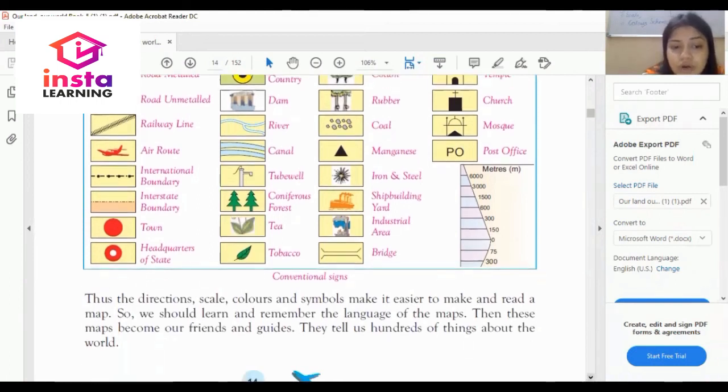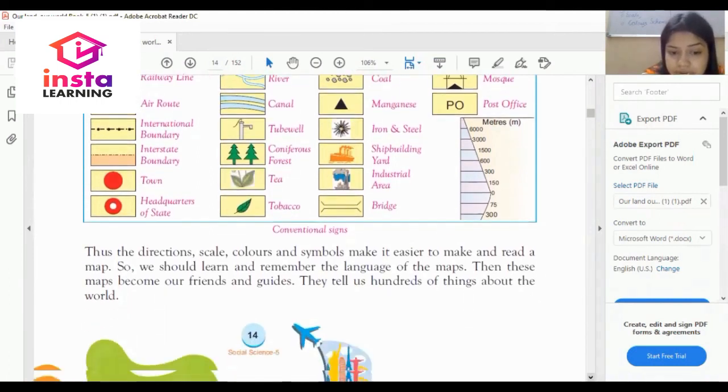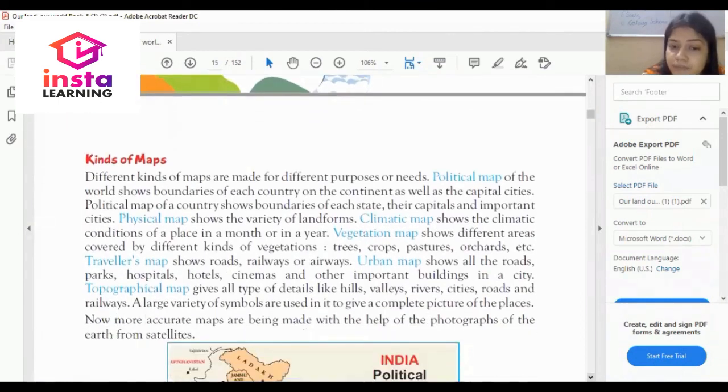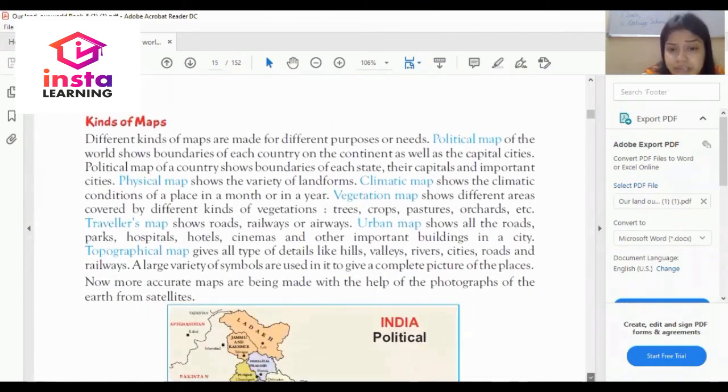So let's understand kinds of map. So there are few kinds of map. Let's discuss it. The number one is, as I am highlighting it, political map. The second one is physical map. The third one is climate map, vegetation map, traveler map, and urban map.